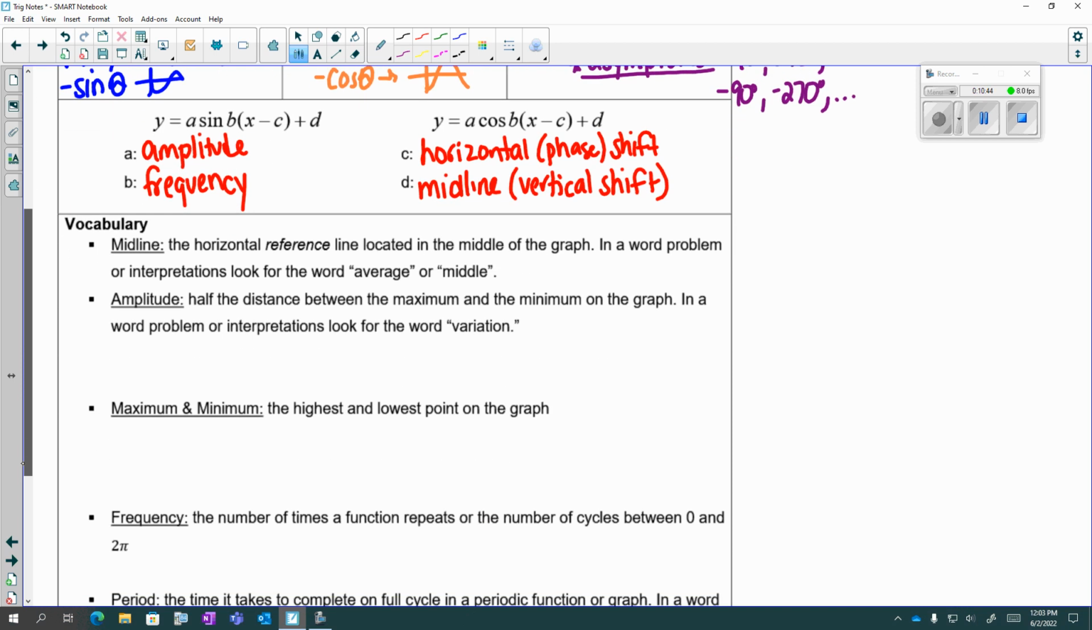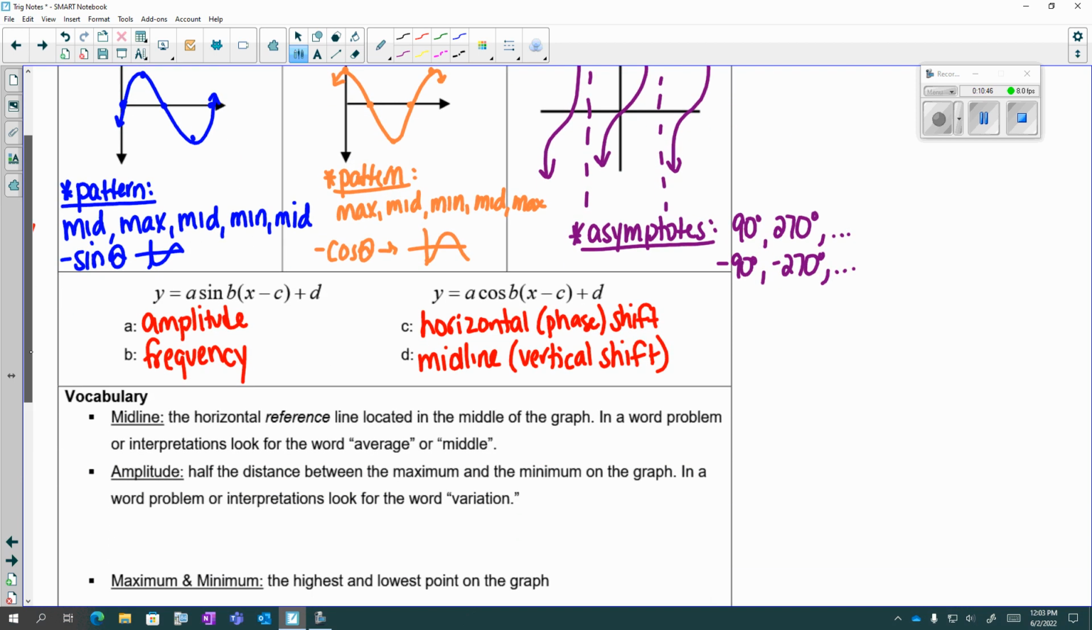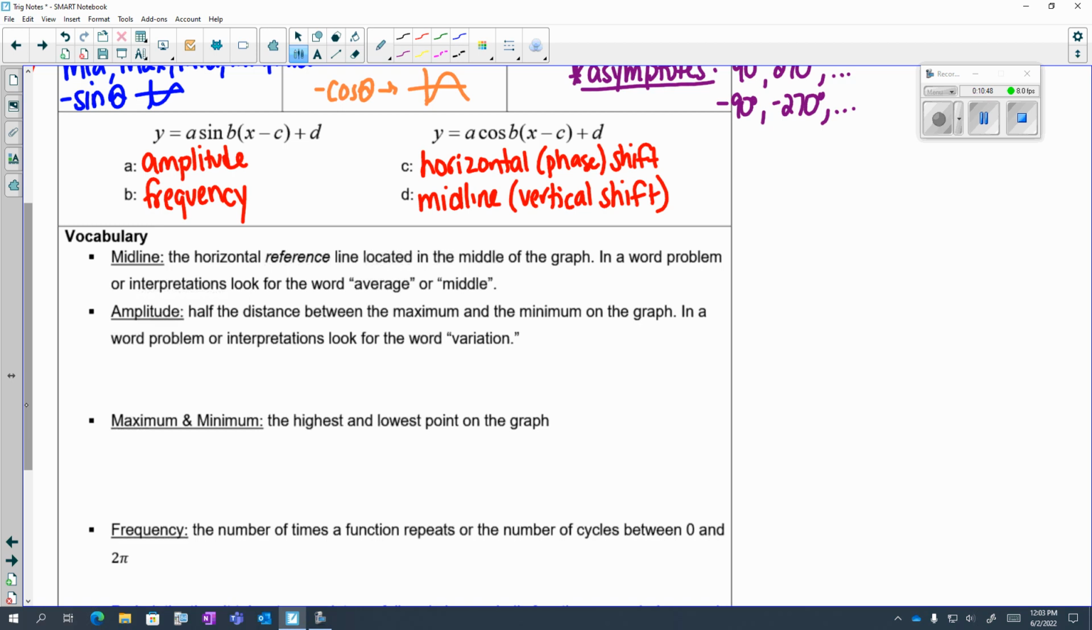So your midline is your horizontal reference line. It is not actually part of the graph. It's located in the middle. For word problems or interpretations, we're looking for the word average or middle. Amplitude, it's half the distance between the maximum and the minimum. So your formula is 1/2 maximum minus minimum.